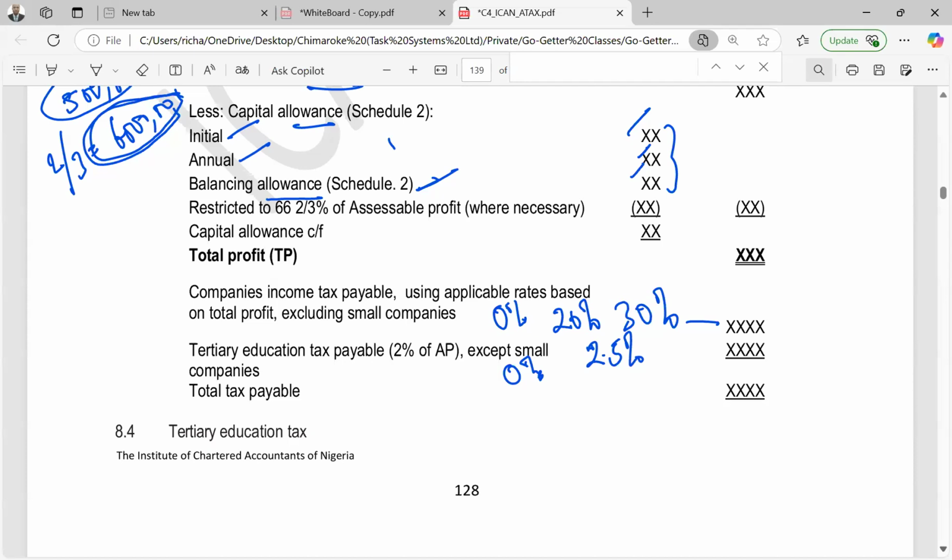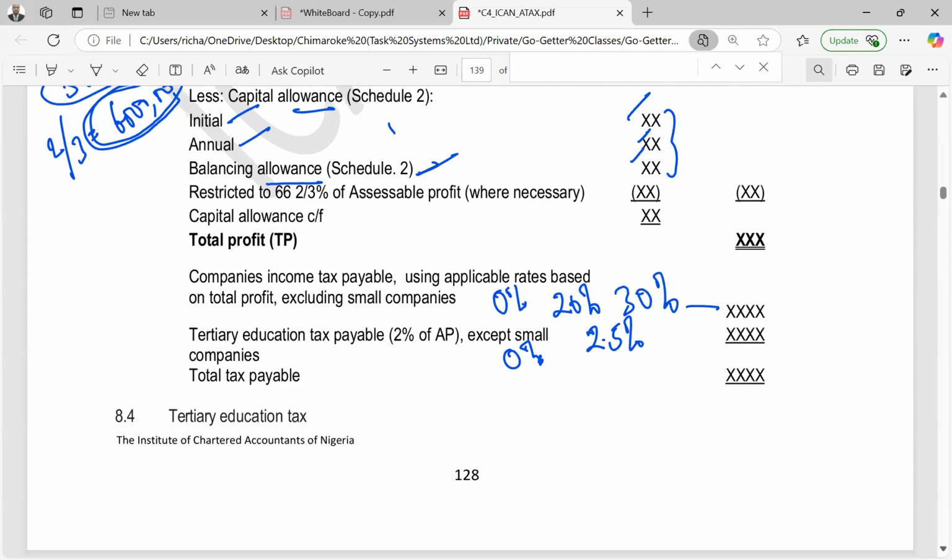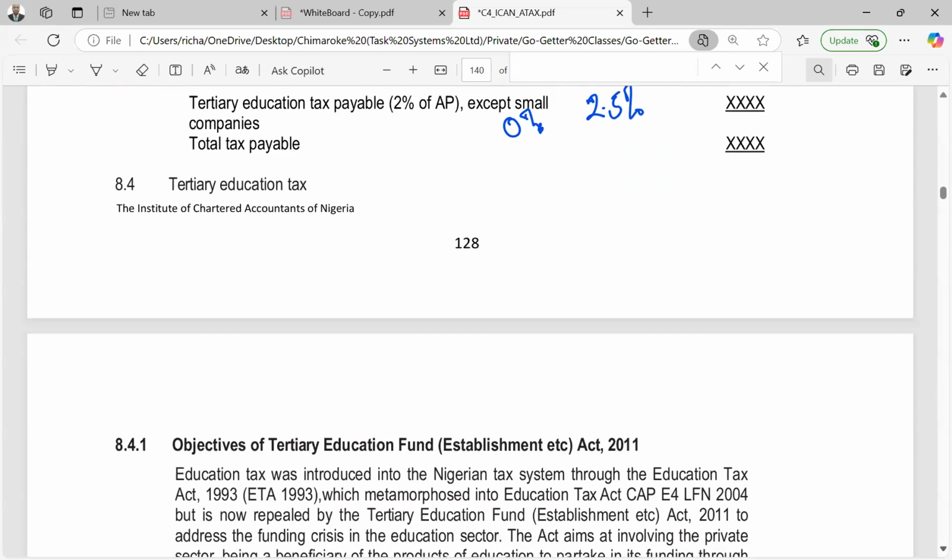We're going to be looking at this format a whole lot in our taxation classes. So this is what we are going to be looking at beginning from this class. This is what is going to be our song. Special education tax.